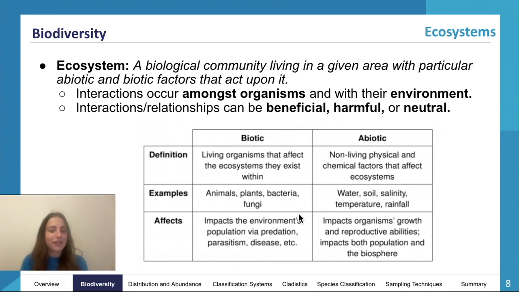It's very similar for our second one here, abiotic factors. These are the non-living, physical and chemical elements that impact ecosystems. So you can think basically everything that isn't living will generally be an abiotic factor. Things like water, soil, salinity, temperature, and rainfall. These factors aren't actually alive, so it might be a little more difficult to see their role compared to living things, but they're equally, if not more important than living factors, or biotic factors, sorry.